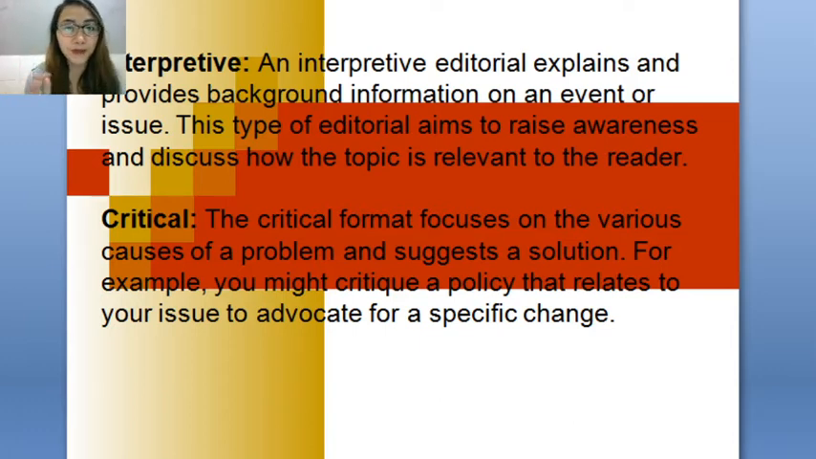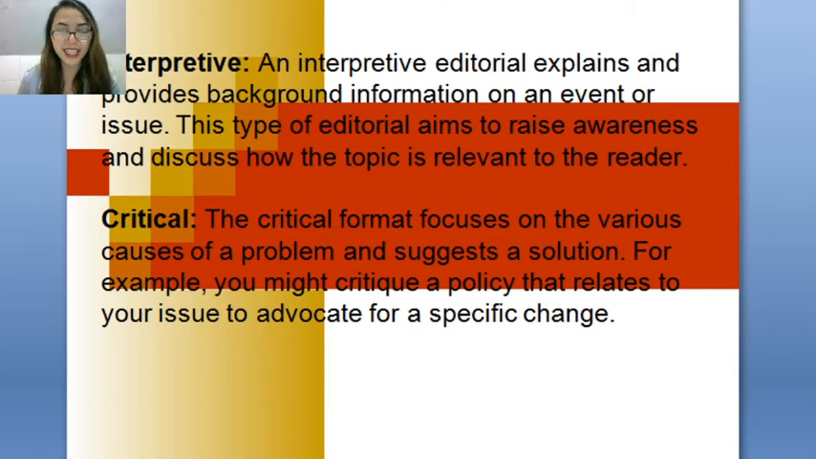So, pwede ba yan sa'yo? Gusto mo ba ng editorial ay raising more the awareness of other people? So, there are lots of issues na pwede nating gamitin dyan, lalo na pag interpretive. And then, the next one is critical naman. The critical format focuses on the various causes of a problem and suggests a solution. For example, you might critique a policy that relates to your issue to advocate for a specific change.